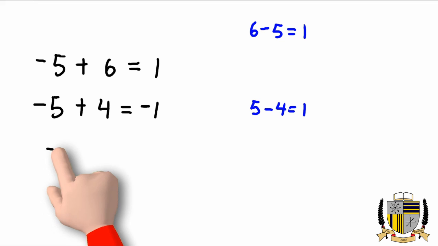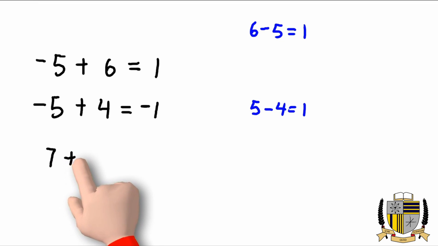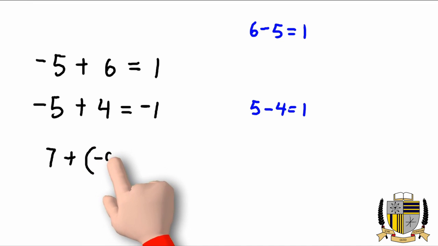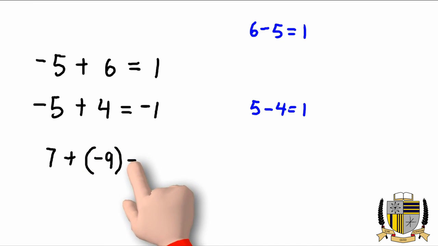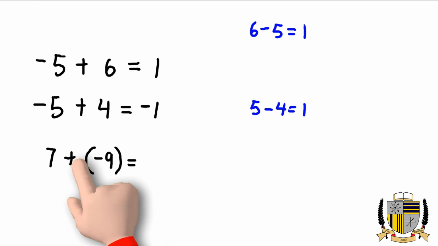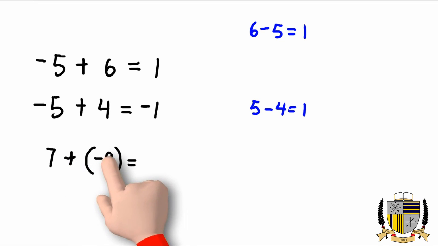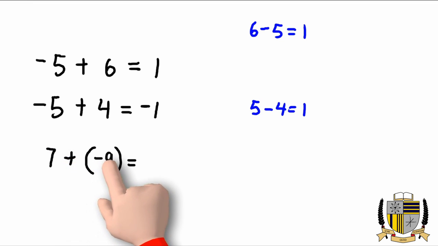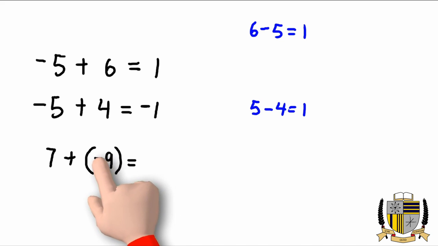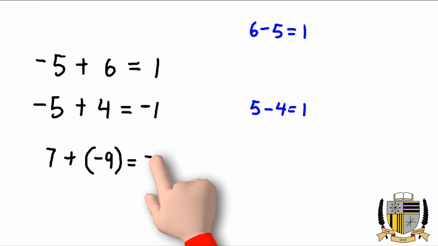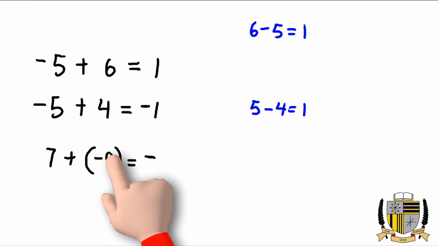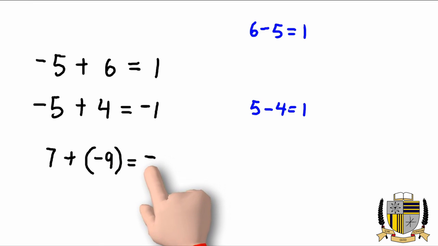I'll do another one. 7 plus a negative 9. What does that equal? Well, just by looking at this, since 9 is naturally larger than 7, the 9 tells us it's going to be negative, because the sign of the larger number determines the sign of the answer.